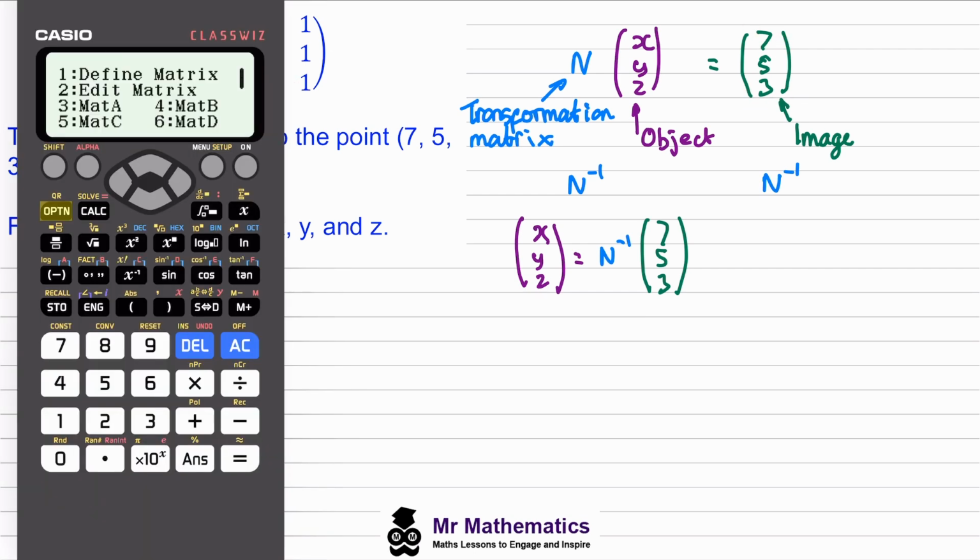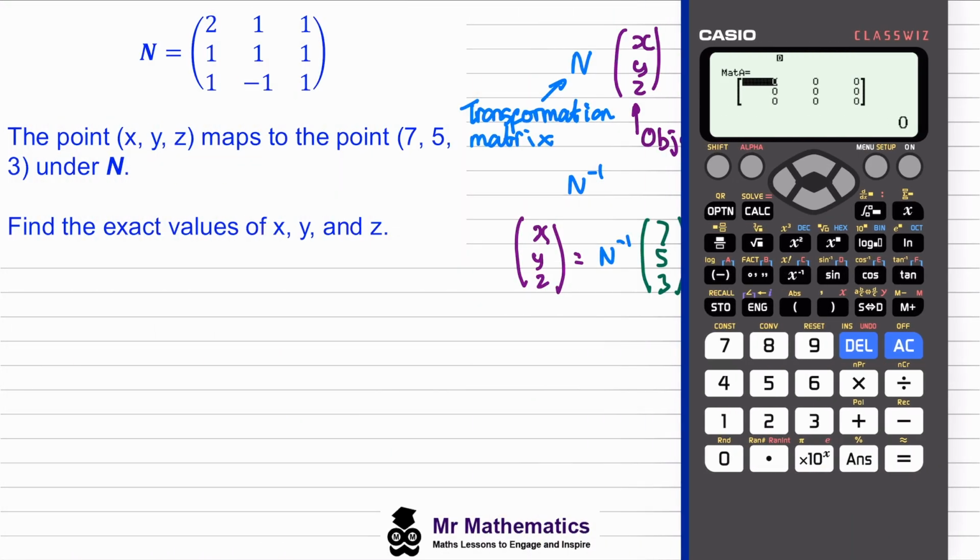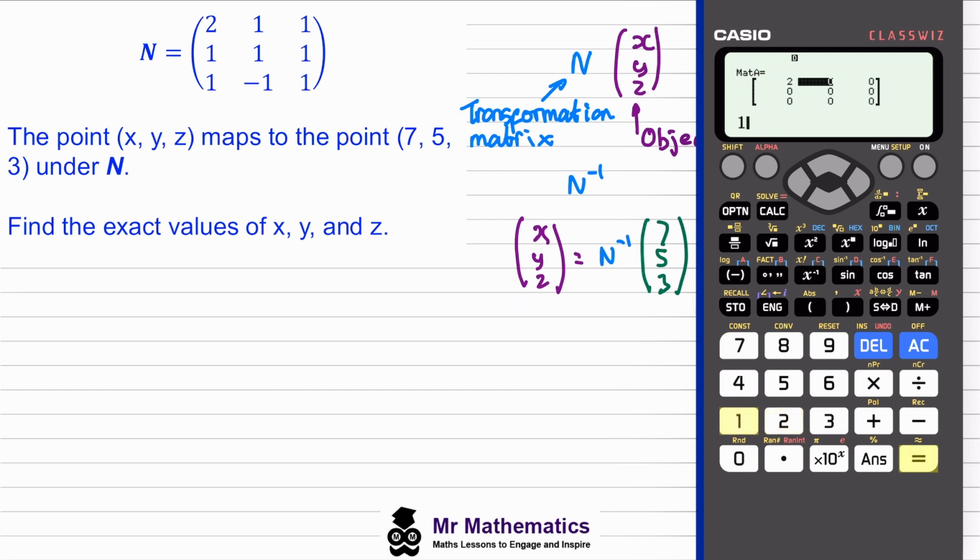So we'll go back to option. We'll redefine our transformation matrix with 3 rows and 3 columns, and the elements 2, 1, 1, 1, 1, 1, and then 1, -1, and +1. We'll redefine our image. So option, define matrix, matrix B, with 3 rows and 1 column, with the elements 7, 5 and 3.